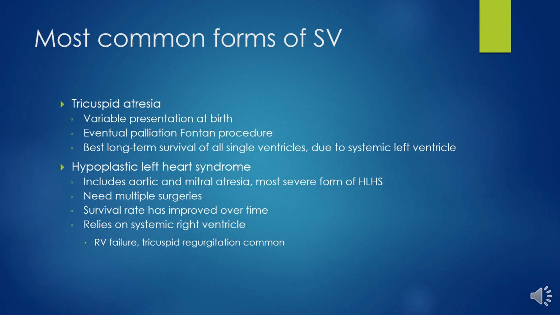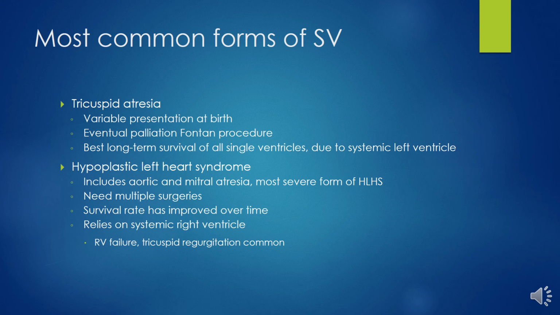There are a variety of lesions that lead to single ventricle physiology. There are tricuspid atresia and hypoplastic left heart syndrome. Tricuspid atresia has variable presentation at birth, with eventual palliation by the Fontan procedure, and has the best long-term survival of all single ventricles due to a systemic left ventricle. Hypoplastic left heart syndrome includes aortic and mitral atresia.